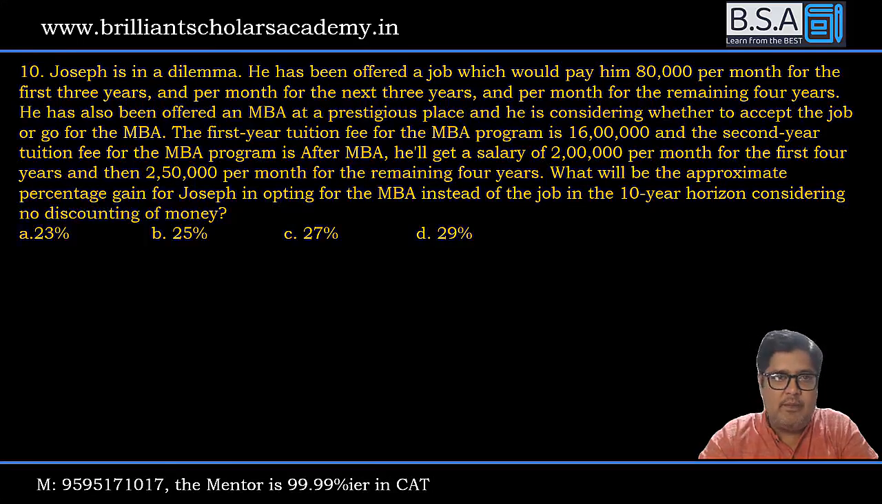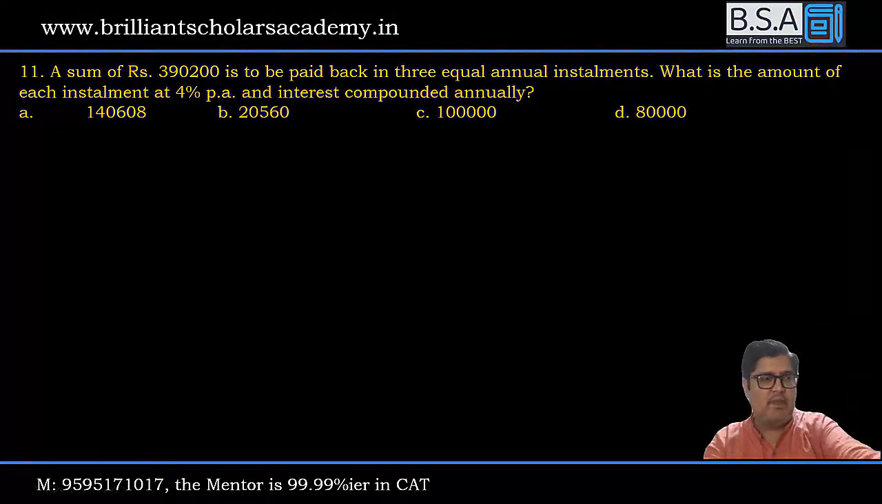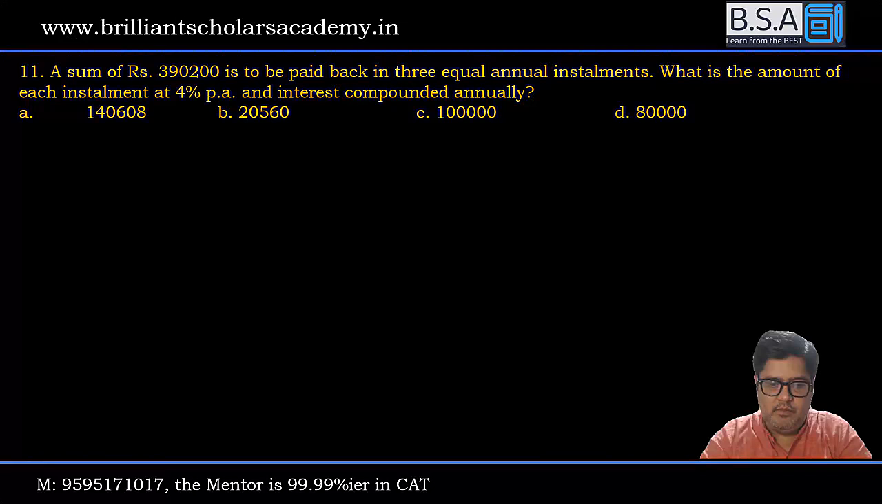Joseph is in a dilemma. He has been offered a job which would pay him rupees 80,000 per month for the first 3 years. And oh, some numbers are missing. Typing errors. Give me a second. You try this one till then. I'll just refer back to the Word file and bring those numbers up.